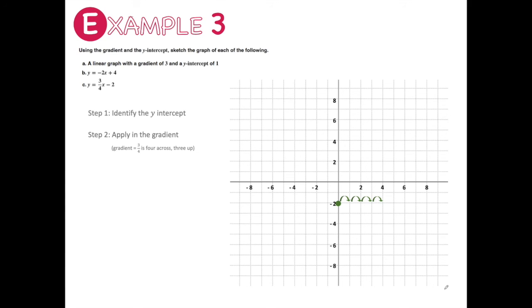So across 4, up 3, and then I need to put another dot, and then do that process again. So across 4 and up 3, put another dot. Now I've got my 3 dots. I can go ahead and draw the line, which is my third step. So drawing a line, making sure it connects all of those 3 dots across the whole Cartesian plane, and then finishing off my graph by labeling the line. So y equals 3/4 of x minus 2. So that's some examples of how we draw a graph using the gradient intercept method for a linear equation.